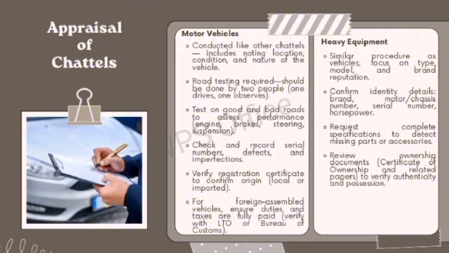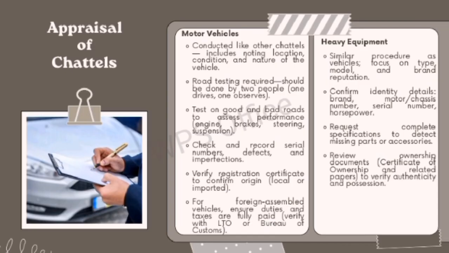Then the process for foreign assembled vehicles ensures duties and taxes are fully paid, verified with LTO or Bureau of Customs. This means that when vehicles assembled outside the country are imported into your country, all applicable duties and taxes must be paid in full. To confirm that this payment has been properly made, you need to check with the relevant government agency, such as the Land Transportation Office or LTO, or the Bureau of Customs.